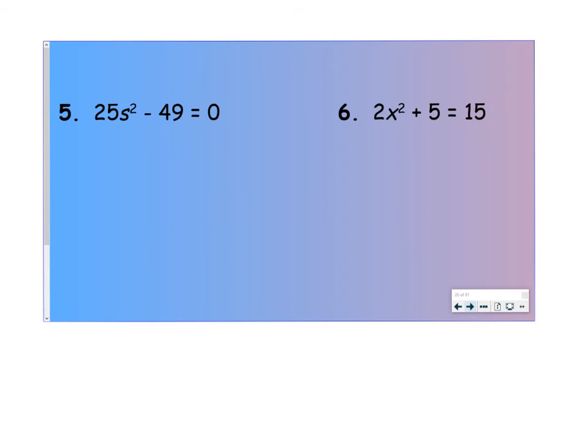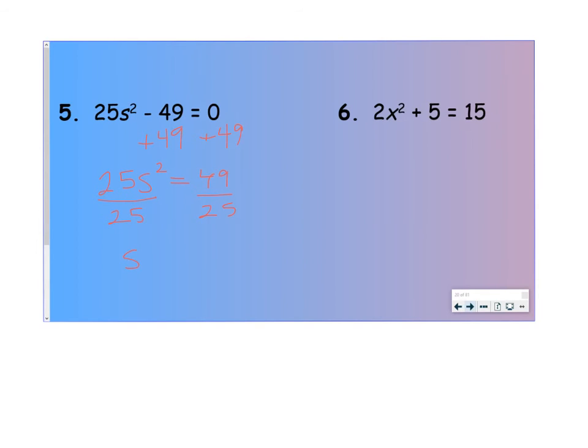On number 5, we're going to start by isolating. We're going to start by getting this here by itself, 25s squared. We're going to start that by getting rid of negative 49. So the inverse of minus 49 is plus 49. And we're going to do that to both sides. That gives us 25s squared is now equal to 49. And then we're going to divide by 25 on both sides.